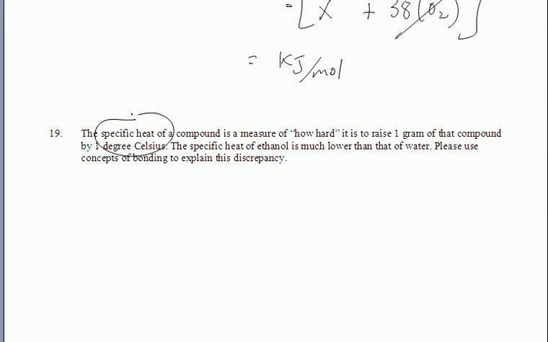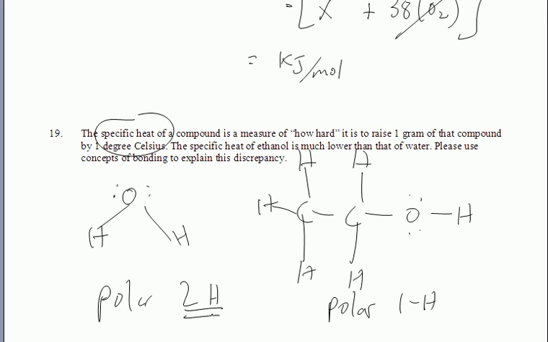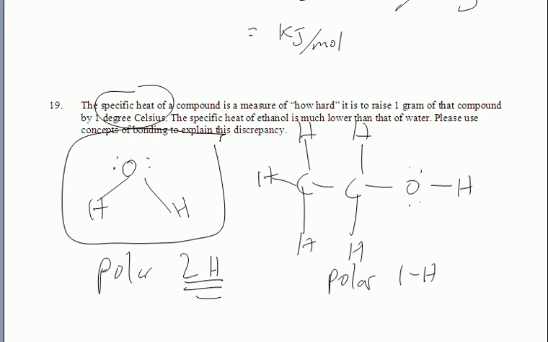All right, specific heat is essentially how hard it is to heat it up. We got water and we got ethanol. Both of these are polar. This one is polar with 2 H bonds. This one is polar with 1 H bond. The 2 H bonds make this one harder to heat up. It's a stickier particle.